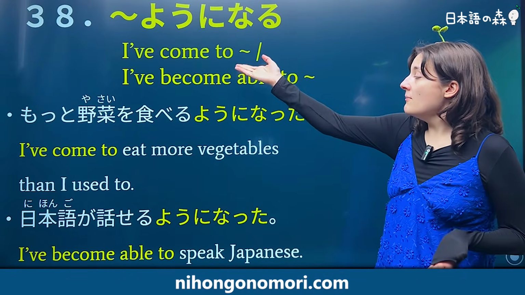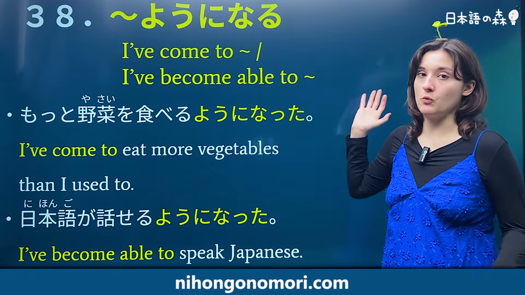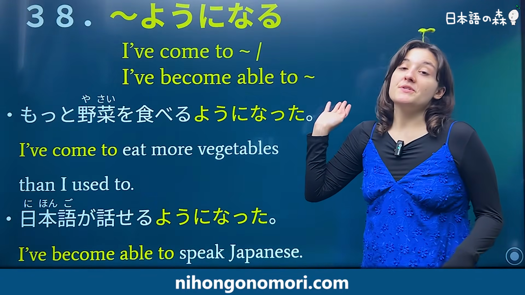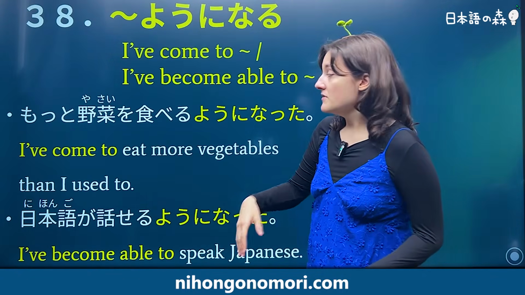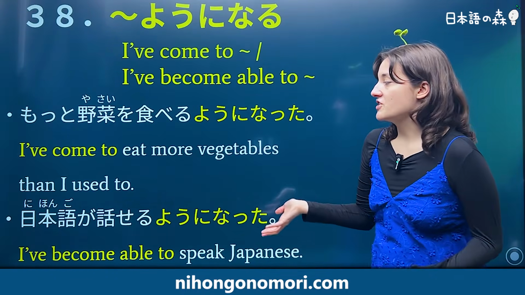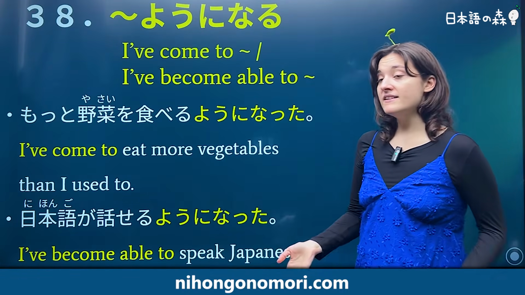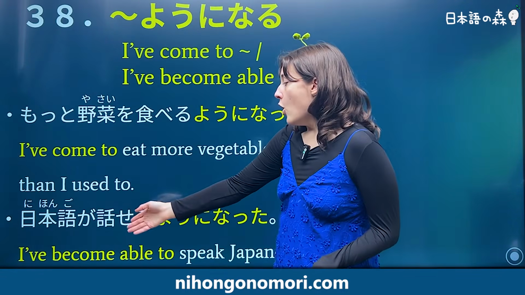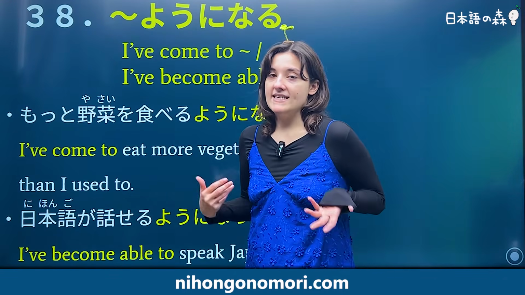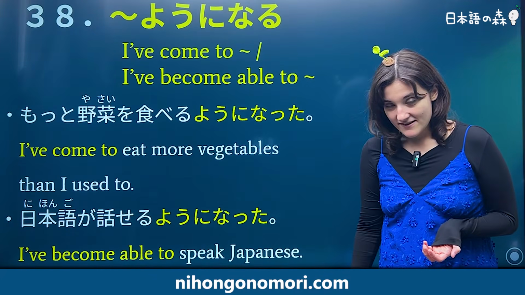ようになる. So this is, I've come to blank. Like, I've come to develop a certain habit. I've come to behave in a certain way. Or I've become able to. And this will usually be using the potential form. But let's look at the examples. もっと野菜を食べるようになった. So I've come to eat more vegetables than I used to, right? So maybe I didn't eat vegetables before, but now the situation is that I eat vegetables. 日本語が話せるようになった. So here we see the potential form, right? 話せる. I can speak. So I've become able to speak Japanese.